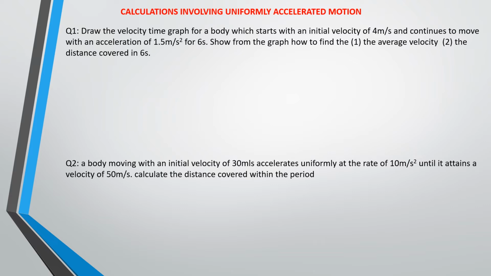This is another question. A body moving at an initial velocity of 30 meters per second accelerates uniformly at the rate of 10 meters per second squared until it attains a velocity of 50 meters per second. Calculate the distance covered within the period.